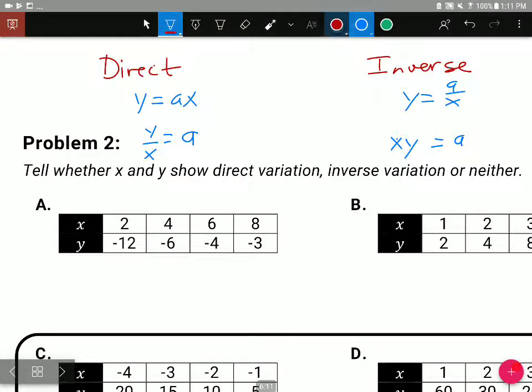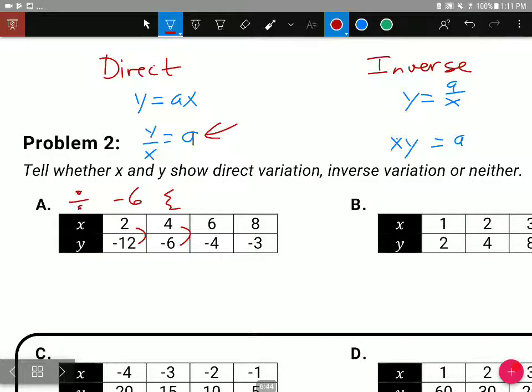Let's try it. Let's start off with dividing. Why not? What is negative 12 divided by 2? Negative 6. What is negative 6 divided by 4? Not negative 6, is it? It's not. So we can stop right there. It's not direct variation. We took y and divided by x and found out, hey, that relationship is not consistent.